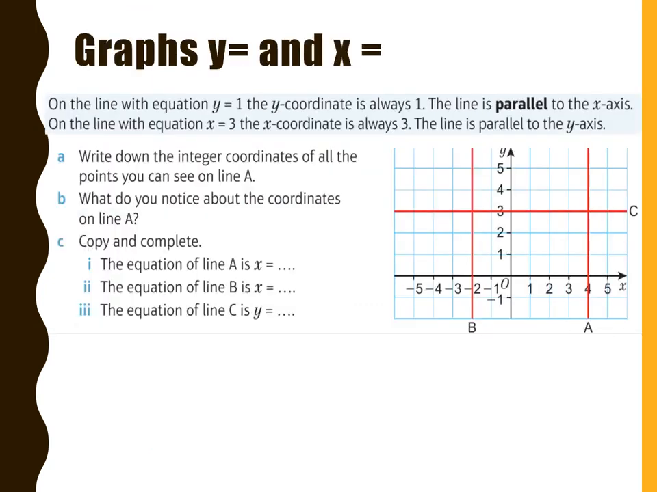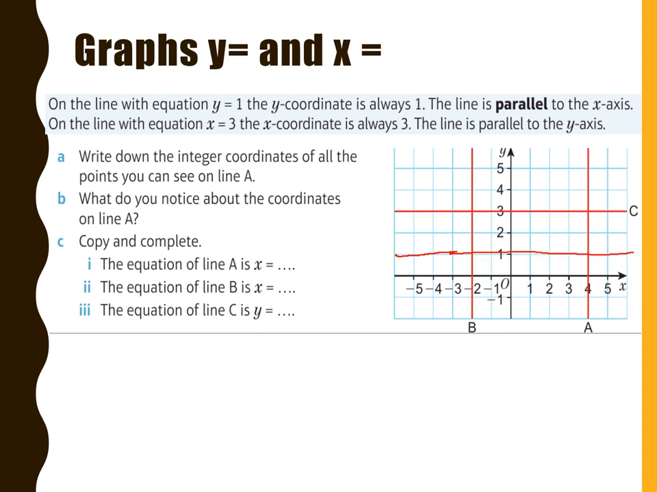There's a special type of linear graphs called the linear graphs of y equals a number and x equals a number. So if I had a line which is y equals 1, what this is saying is that the y coordinates on that line will always be 1. So let's look at that example. If I had this line where y equals 1, all the coordinates here, the y part of it will always be 1.